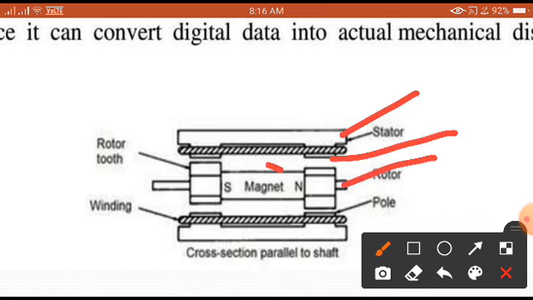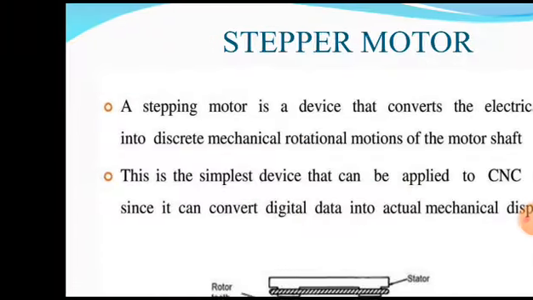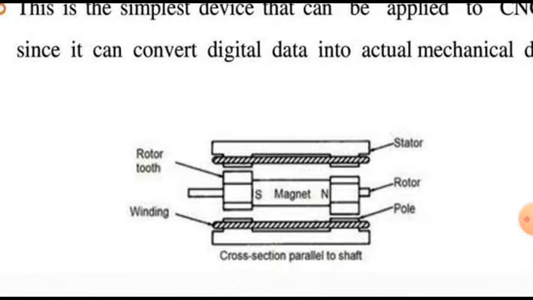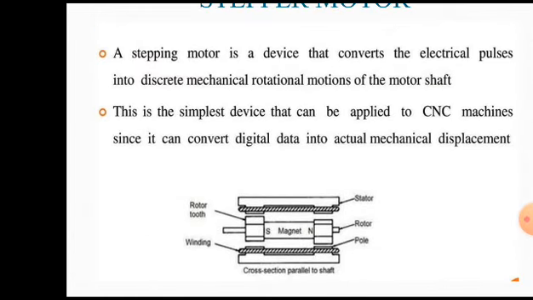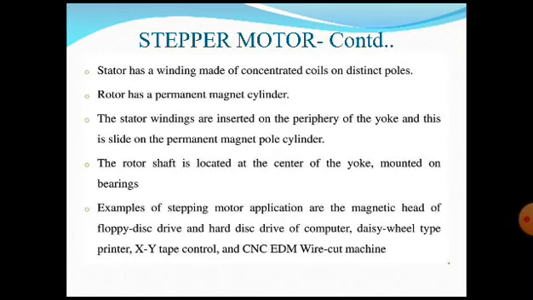Okay, and this is always of a permanent magnet, and these are called the windings. So that is what this is, the cross section which we have taken parallel to the shaft. Suppose I take it parallel to the shaft, how does it look? Stepper motor: the stator has a winding made of concentrated coils on distinct poles. Okay, the stator also has the windings.